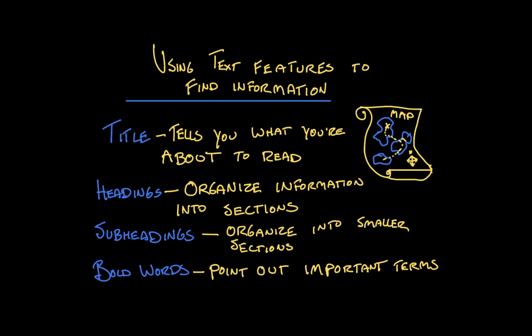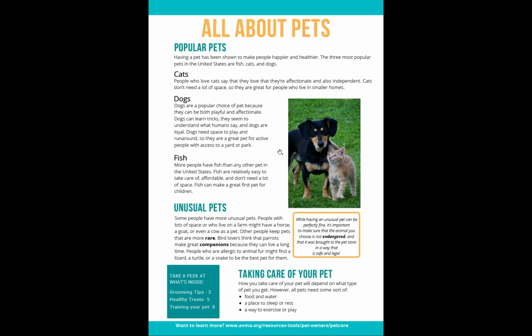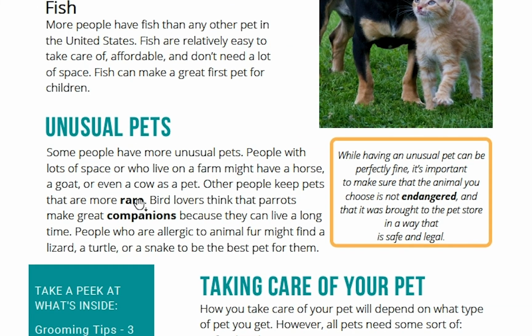But the purpose of it, the reason that an author might choose to include bold text in a piece of writing, is to point out important terms to the reader, specific words that they want you to know. And usually that's in the interest of teaching you, the reader, a new word. If we scan this page for bold text, I see 3 examples. Do you see how the words are darker and the letters themselves are thicker? That's what it means for a word to be bold. So we've got rare, companions. Over here in this little sidebar, we've got the word endangered.